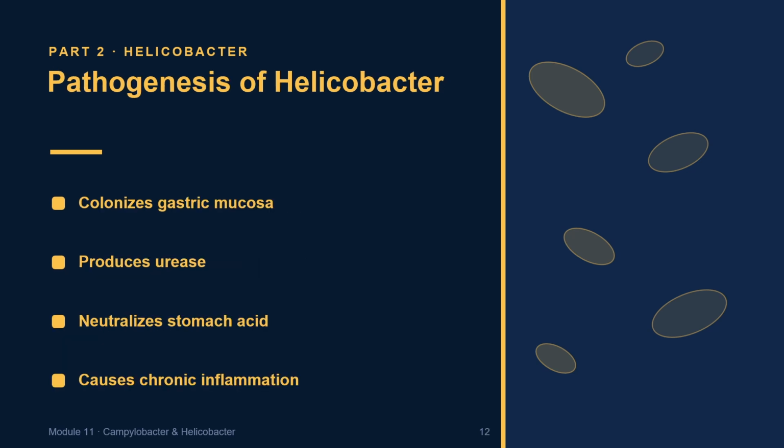Helicobacter species colonize the stomach by producing urease, which breaks down urea into ammonia and CO2. The ammonia neutralizes stomach acid, creating a microenvironment where the bacteria can survive. Chronic inflammation develops over time, which can lead to gastritis or ulceration.